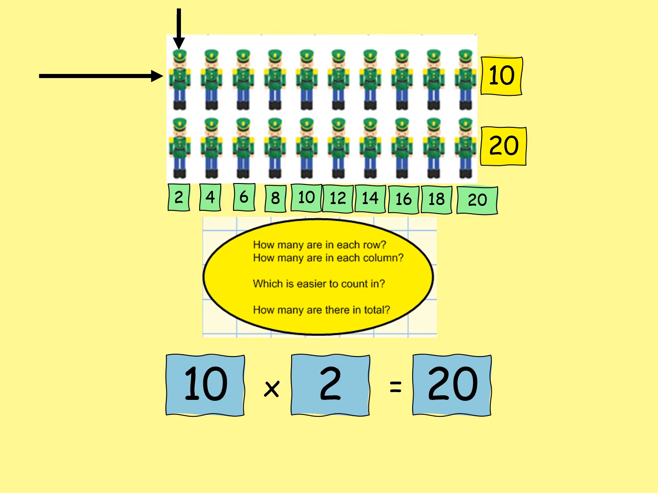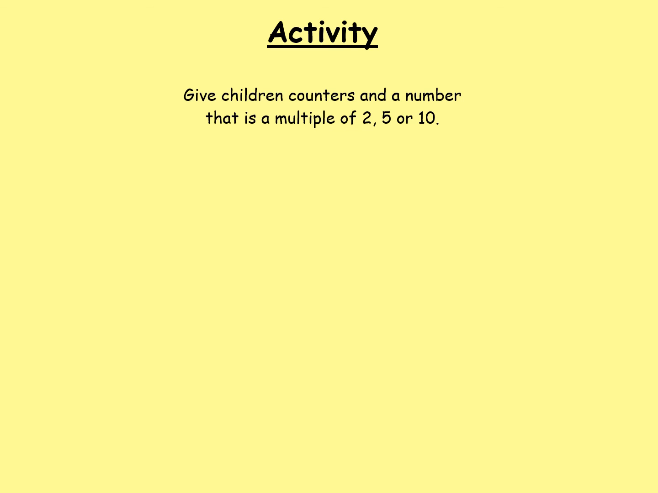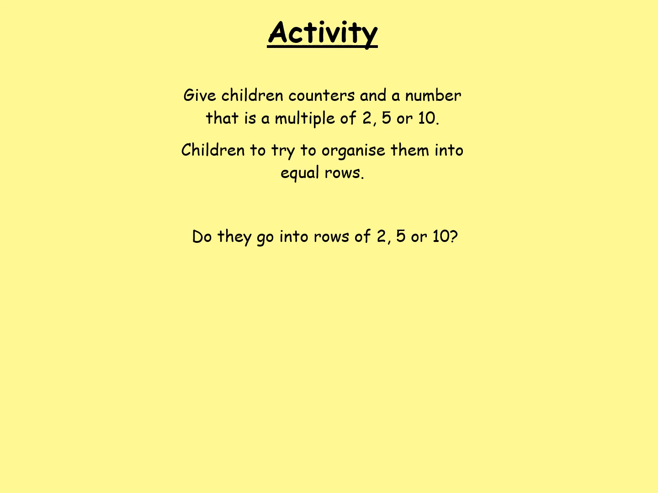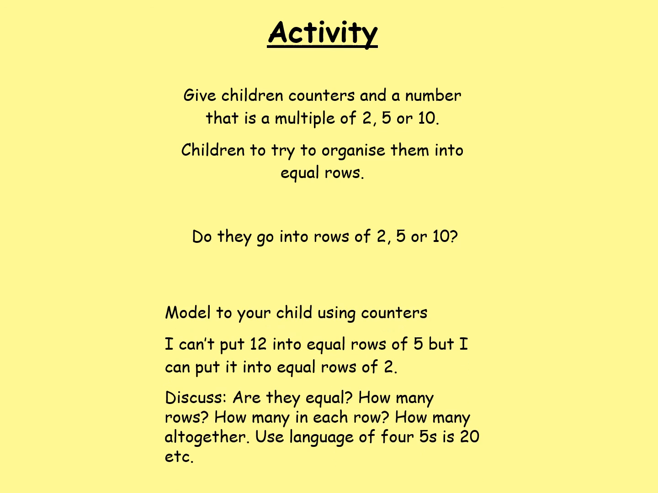Okay, guys, so we're going to do an activity. I would like you to do this activity if you can with an adult or an older brother or sister, if you have one. The adult is going to give the children a number of counters that is a multiple of 2, 5, or 10. The children will then organise them into equal rows. So do they go into rows of 2, 5, or 10? For example, children, your parents could model it to you like this. So they might give you 12 counters.